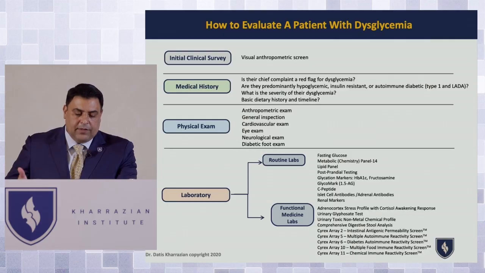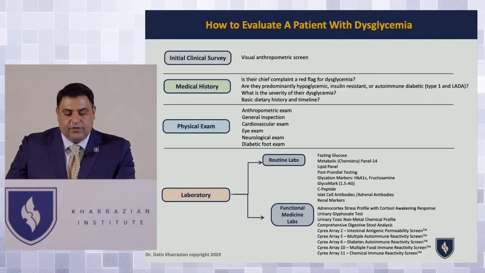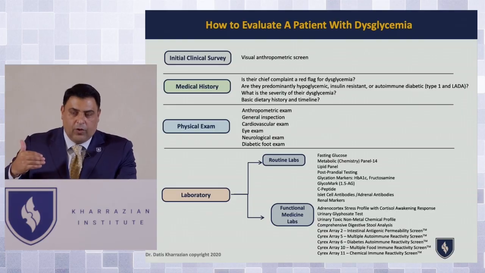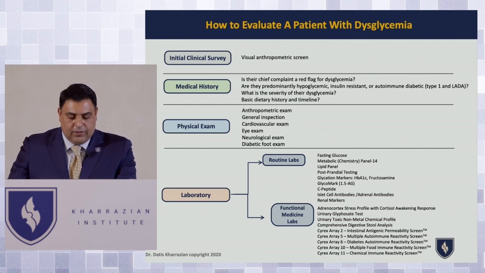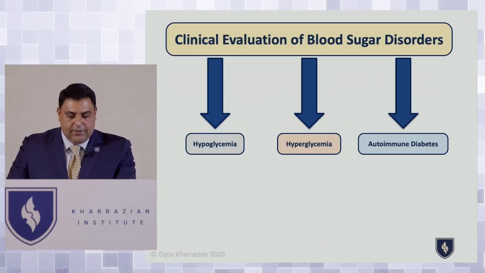And this is where you can do anthropometric tests, general inspection, cardiovascular exam, eye exam, neurological exam, and diabetic foot exam. We're not going to go over an entire physical exam. We're just going to go over parts of the physical exam that are important as you identify dysglycemia. And then we'll get into laboratory tests that we'll discuss, routine laboratory tests and functional medicine lab tests. So we have a lot of information to go through.